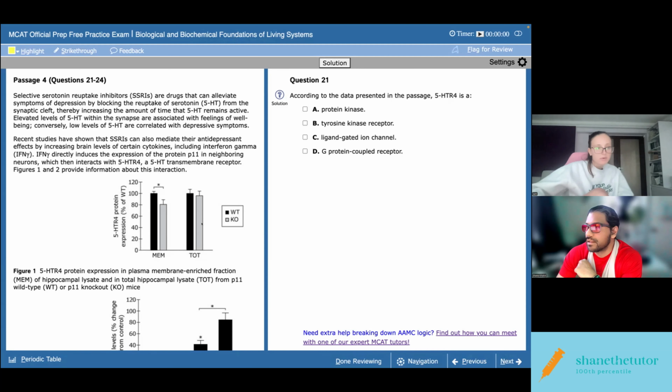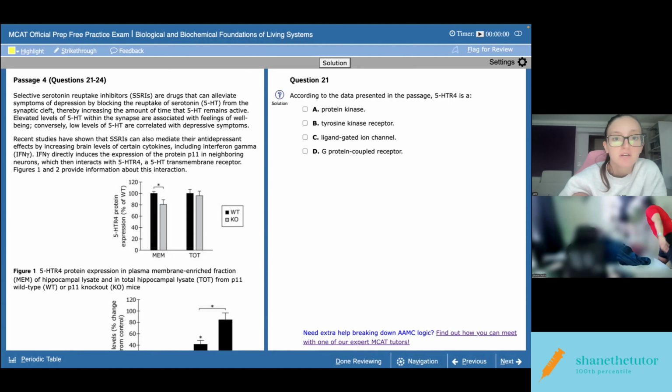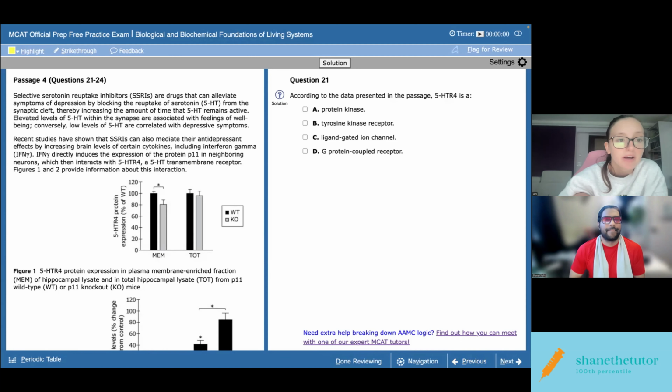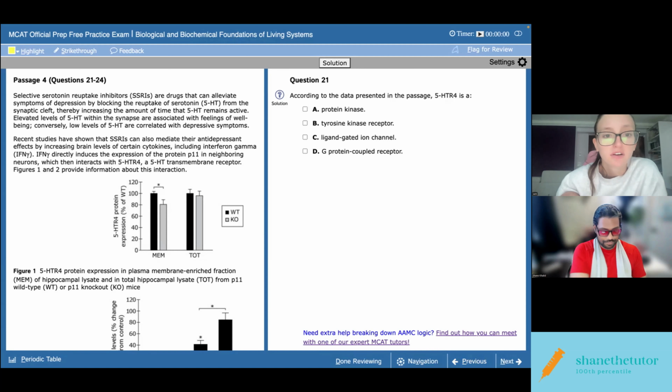Okay, so let me read it out. Selective serotonin reuptake inhibitors, SSRIs, are drugs that alleviate symptoms of depression by blocking the reuptake of serotonin from the synaptic cleft, thereby increasing the amount of time that 5-HT, serotonin, remains active. Elevated levels of 5-HT within the synapse are associated with feelings of well-being. Conversely, low levels are associated with depressive symptoms. That makes sense. So more serotonin equals happy, less serotonin equals sad.